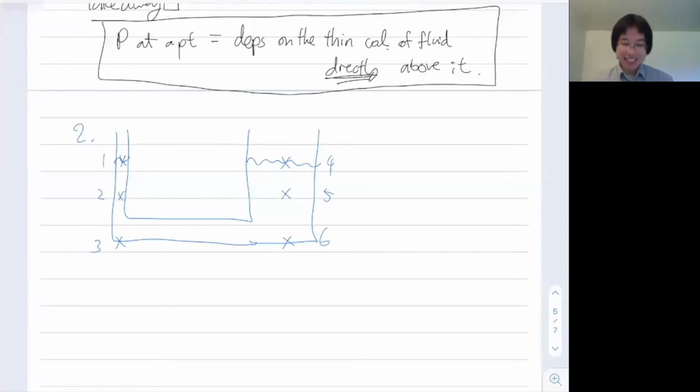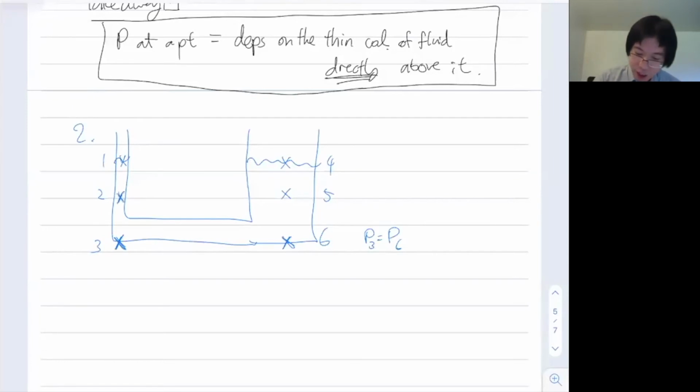Okay, so the answer is, if you learned the takeaway from number 1, it depends on the depth, right? So first of all, what we learned directly is 3 and 6 must have the same pressure. I agree. And now, how about 2 and 5? They will be the same as well. Good job, Jada and Michael.